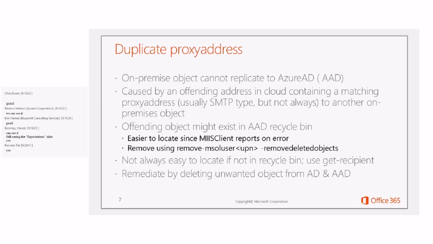All right, so moving on. Again, not only do you want to delete the object from on-premises Active Directory and let DirSync replicate that deletion, you also want to make sure that the object is cleared out of Azure Active Directory from its recycle bin.